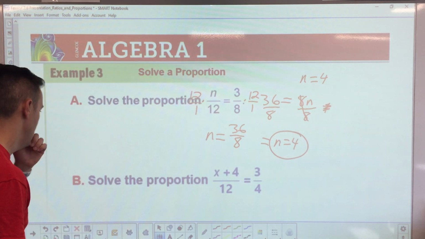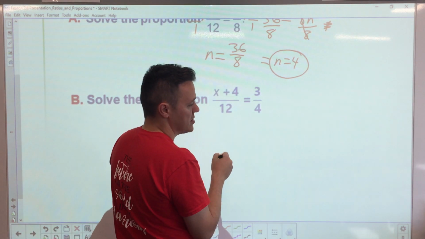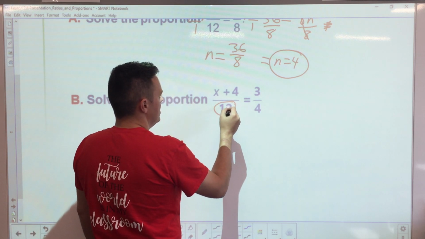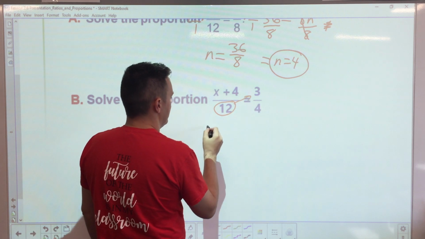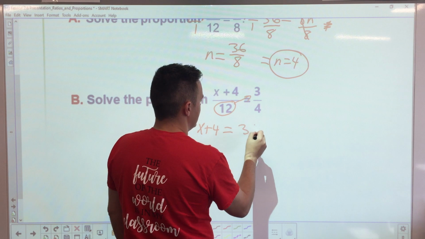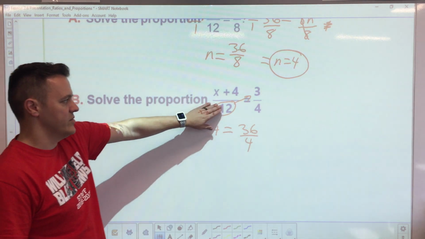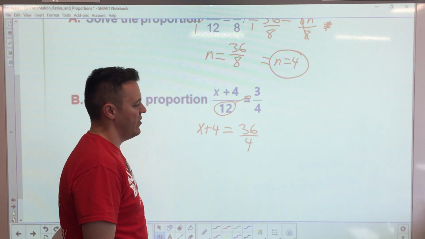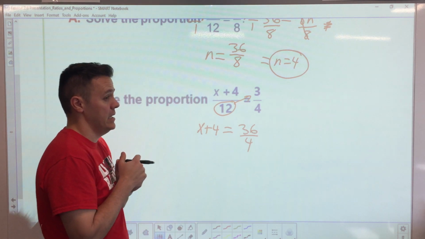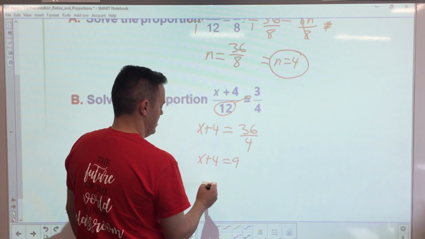Okay? All right, this one here on B, what I want you guys to do is do the cross proportion. Okay? But what I want you to do is only do one. So what I mean by that is this 12 goes over here. So it's going to be x plus 4 equals 36 over 4. Okay? Can you simplify that? Now, I did 12 times 3, just to let you guys know. Can you simplify that? Yes, you can. 36 divided by 4, ladies and gentlemen, I believe is 9. Okay? x plus 4 equals 9.